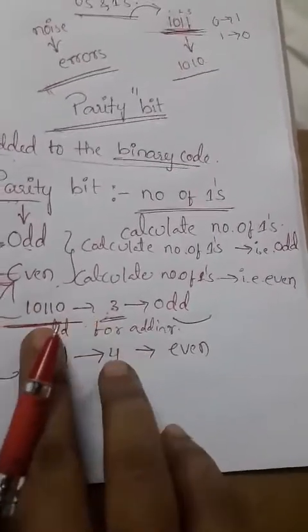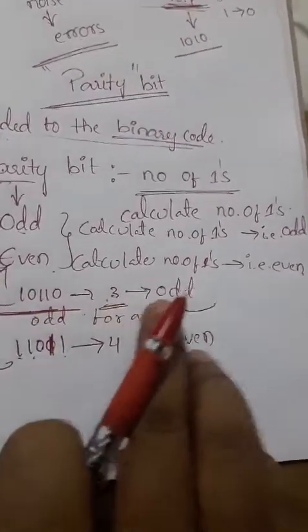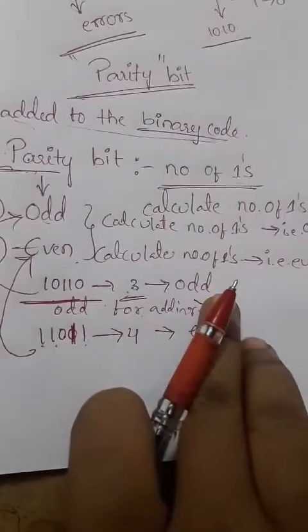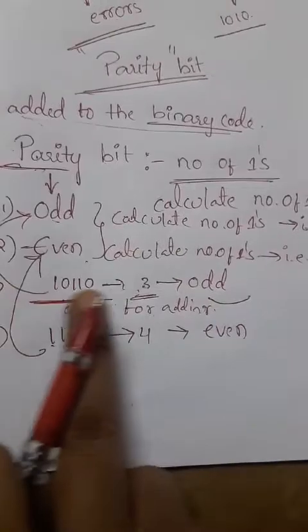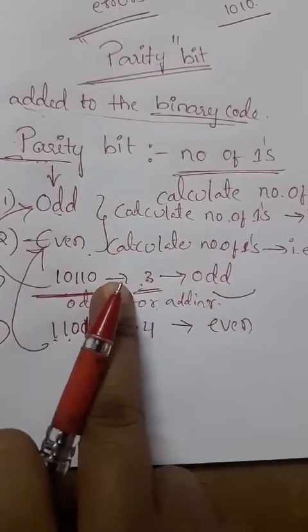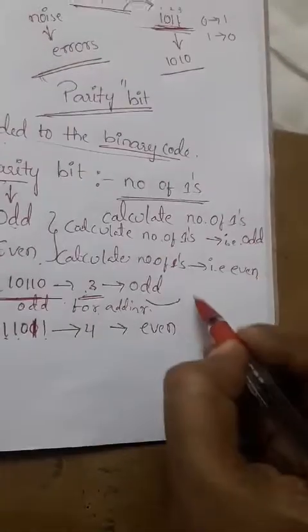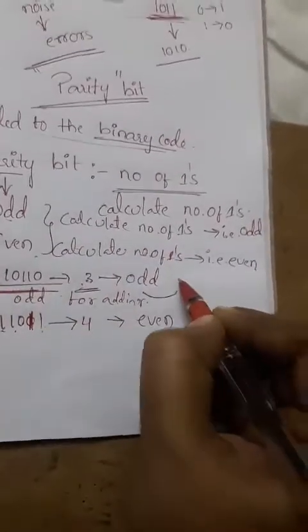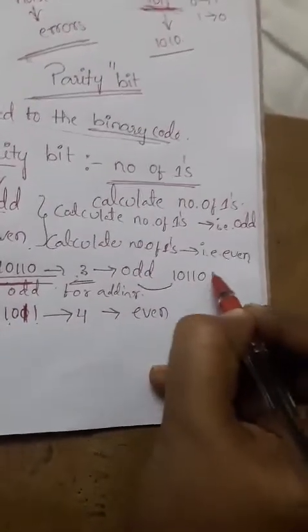Okay, this won't require any odd parity bit to be added to make this code odd parity. Why? Because this code is already odd parity. So to make it odd parity, this binary information is simply added with 0.